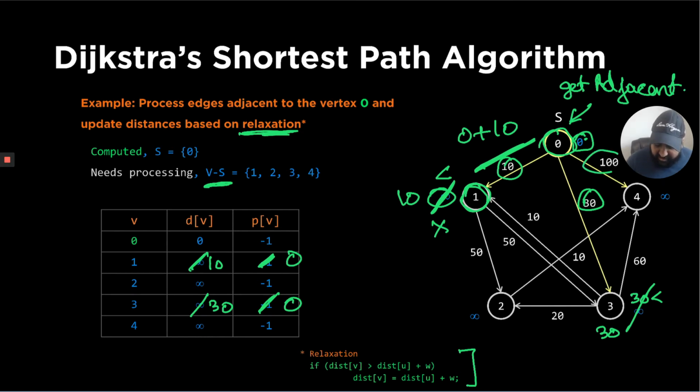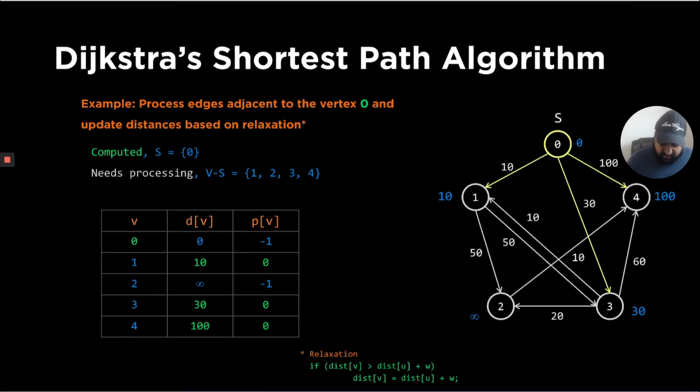Next, we have this third edge that still needs to be processed. So we have 0 plus 100, and this 100 is less than infinity. So we are going to delete this infinity and replace it in the table with the predecessor vertex as 0. Okay, so this is just one iteration. We are processing all the edges one by one, and they can be processed in any order. It doesn't matter.